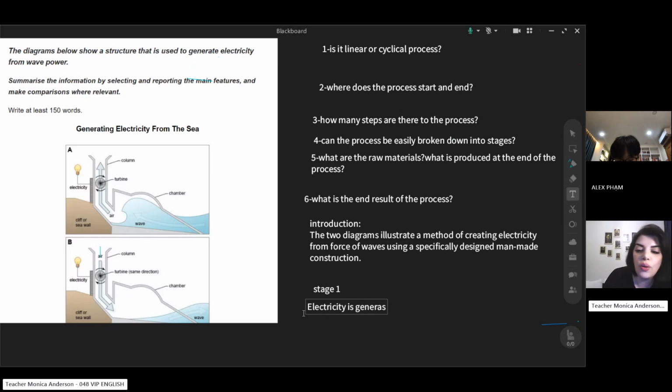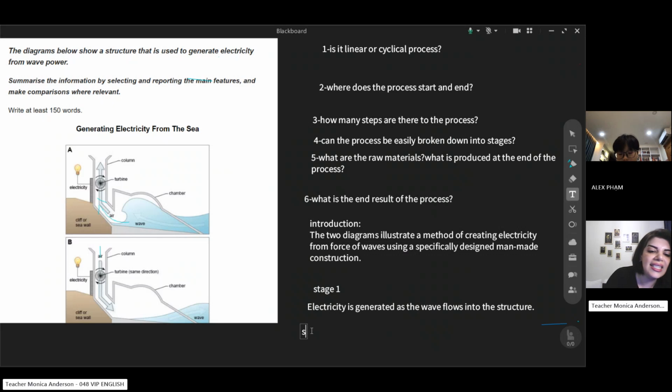generated. Just you know that, Alex, we don't write stages in our writing. They are our notes, because I need them. Electricity is generated as what happened? As the wave flows into the structure. Look, diagram A. This is the wave and it flows and it pushes the air, it goes up and of course it rotates the turbine. So this is the first one. The second one, we have another trend.